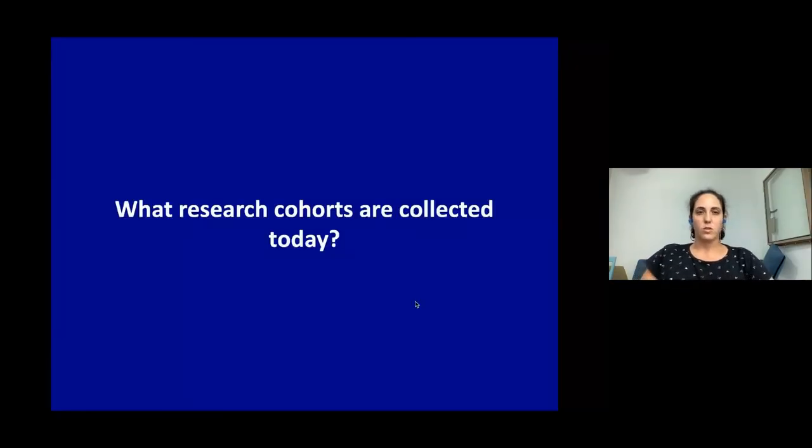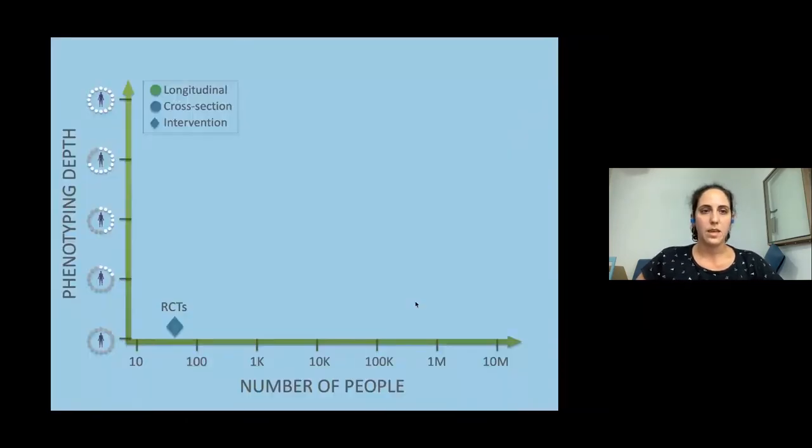In order to reach that goal, we joined a lot of other existing cohorts, and we asked what research cohorts are already being collected today. In this figure, you can see two axes. The y-axis is the phenotyping depth per participant in a cohort, and the x-axis is the number of people in a cohort. Randomized controlled trials, as you can see, usually have very few people and are not deeply phenotyped. Ideally, we'd have a lot of people and a very deep phenotyping for each individual. However, that's not quite possible.